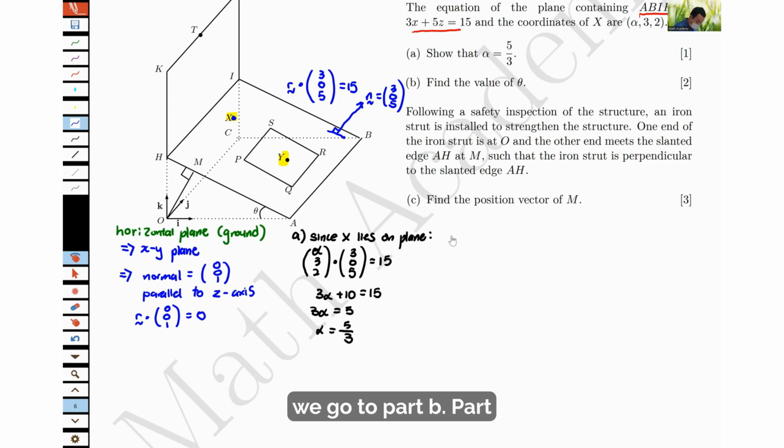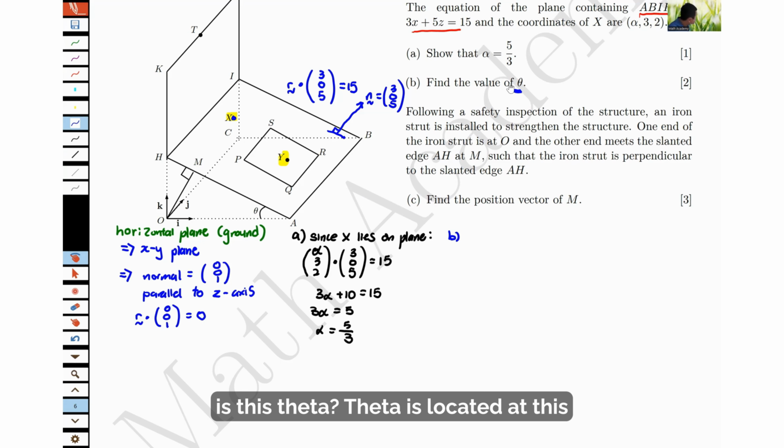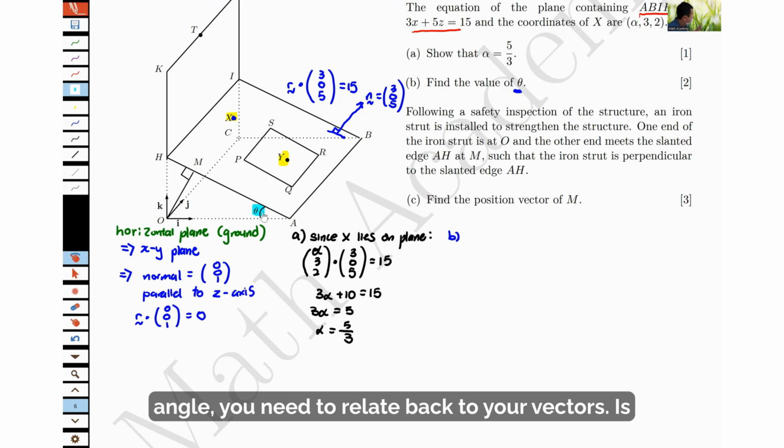Then we go to part B. Part B wants you to find the value of theta. Now, where is this theta? Theta is located at this bottom segment. So for you to find an angle, you need to relate back to your vectors.